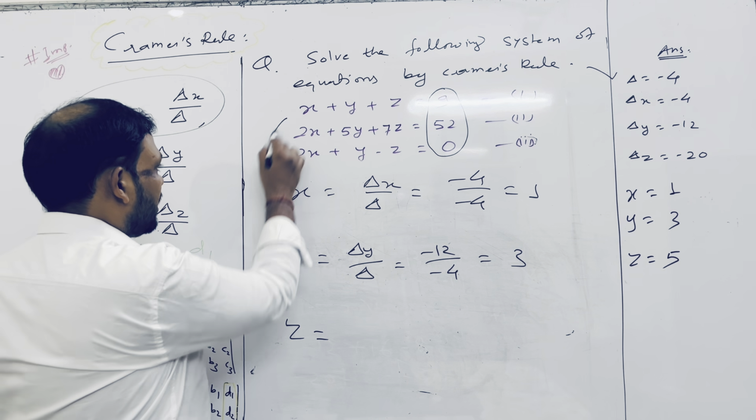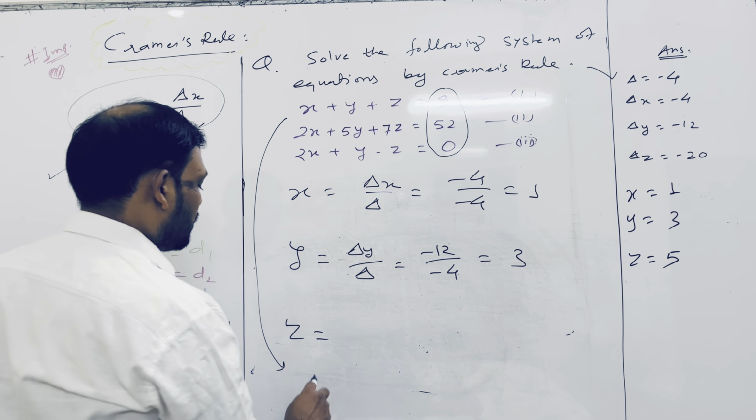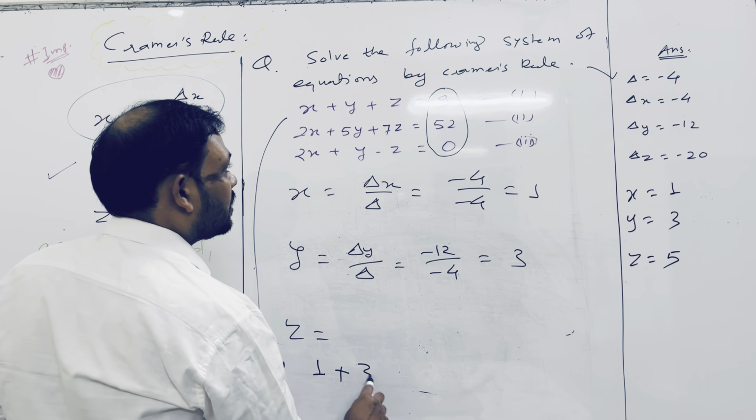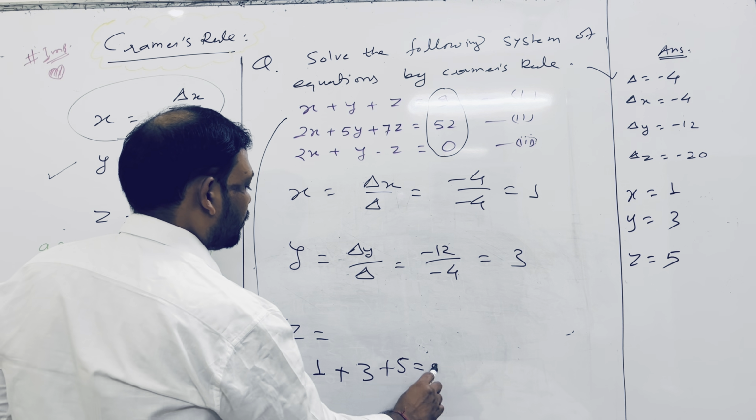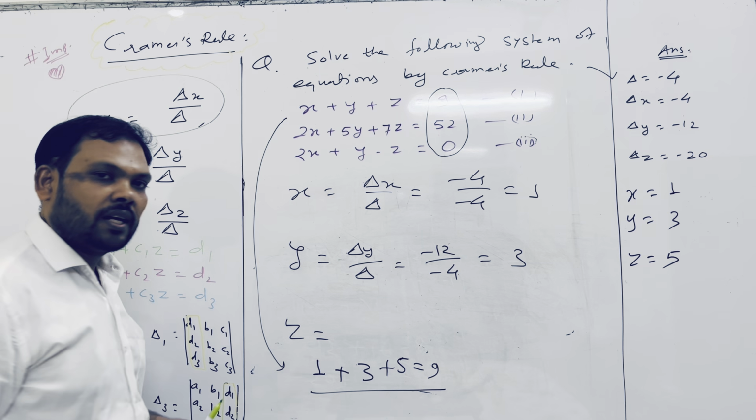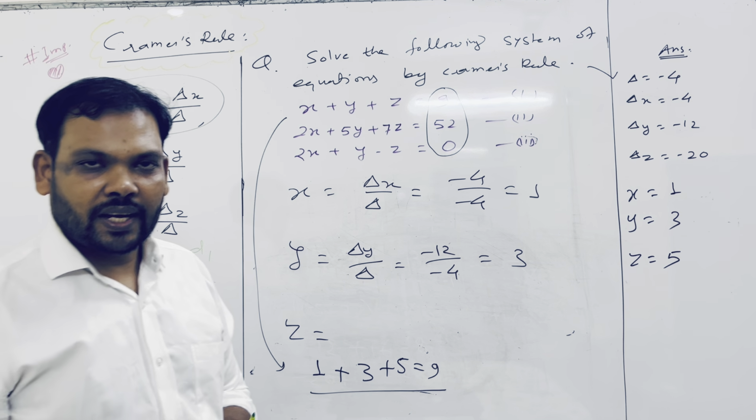Let's say in equation 1, just put these values: 1 plus 3 plus 5, which gives you 9. Similarly, you can check the rest of the equations, right?